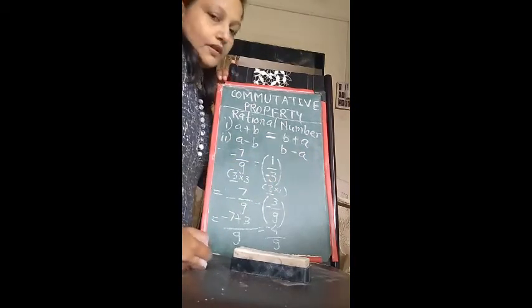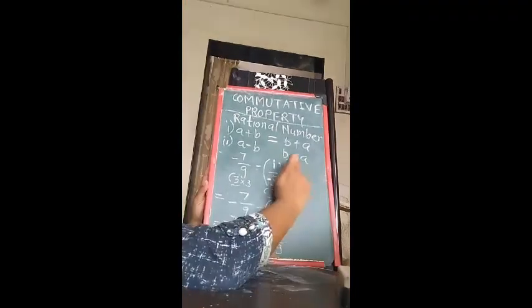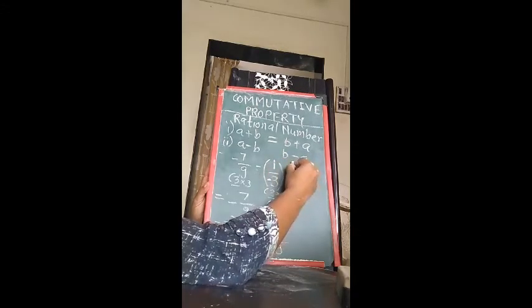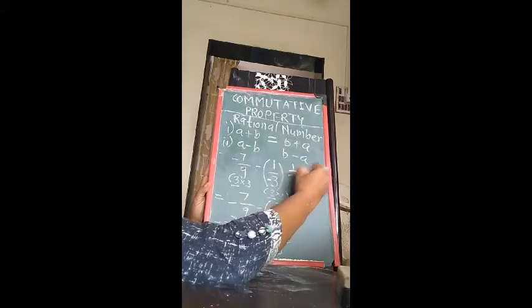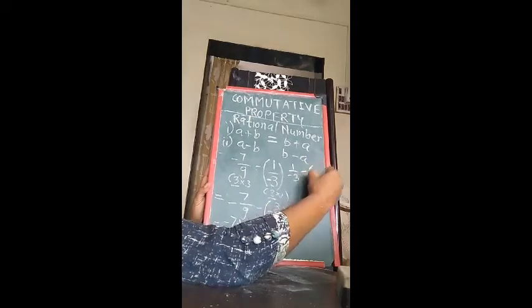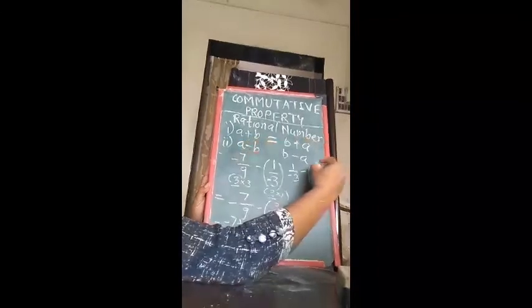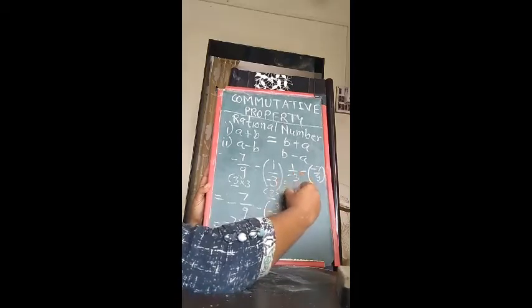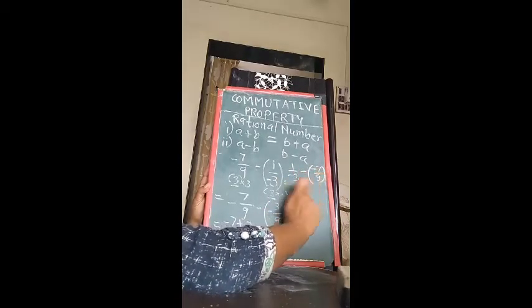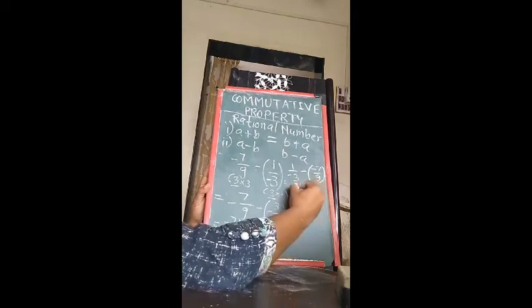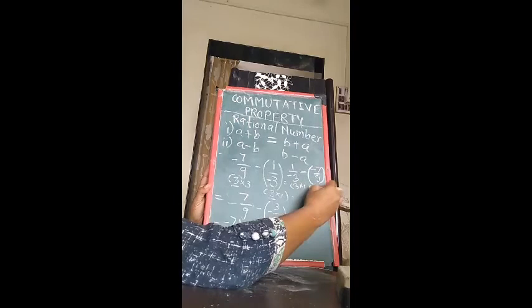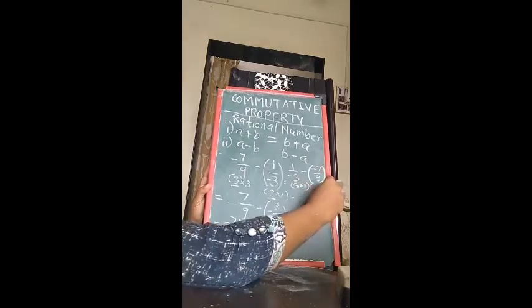Okay, now we are going to exchange the values. The value assigned for B is 1 upon minus 3. 1 upon minus 3 minus the value assigned to A, which is minus 7 upon 9. Now here we are going to again make the denominator same. 3 ones are 3. 3 threes are 9. Okay.